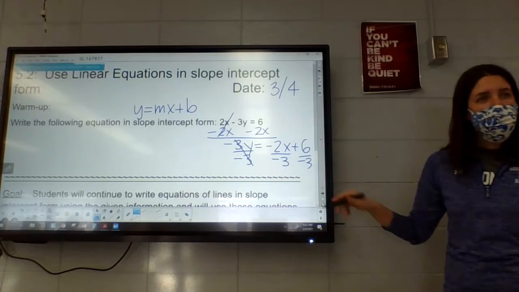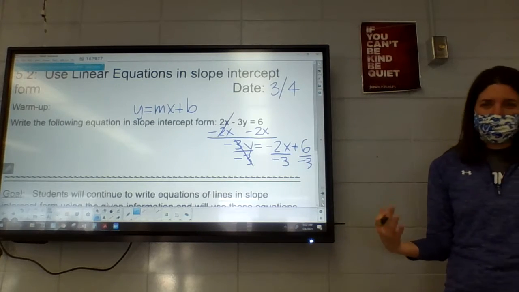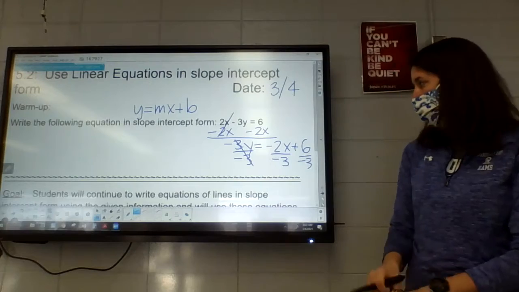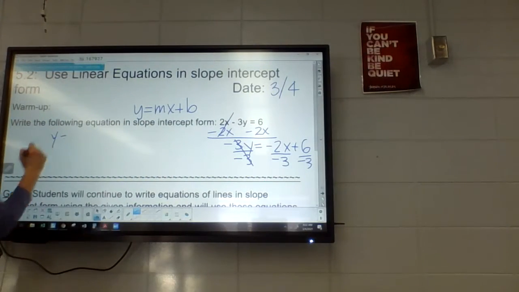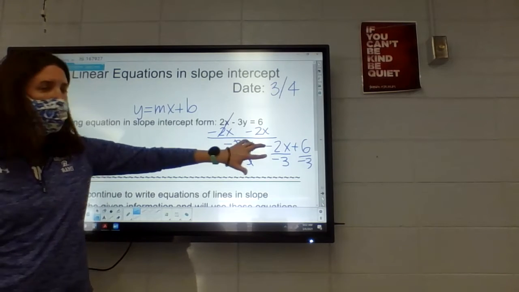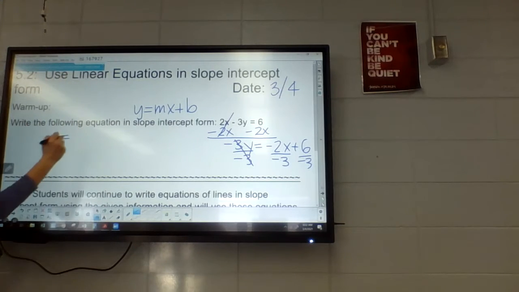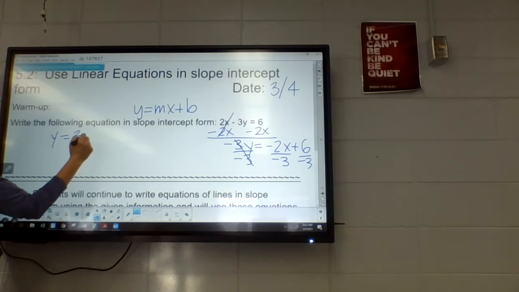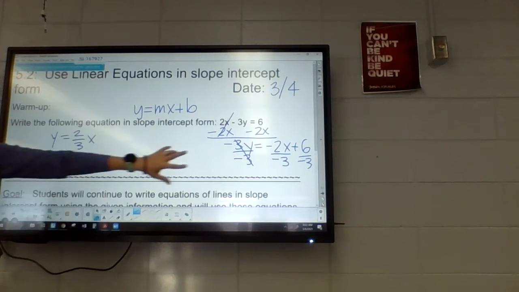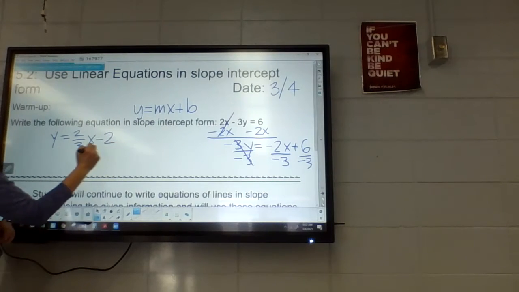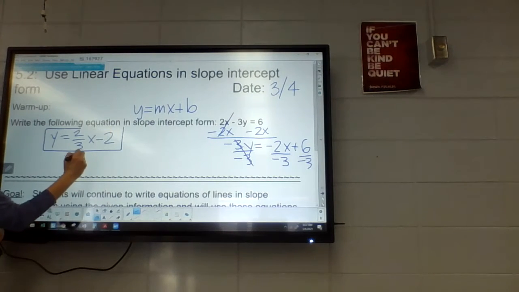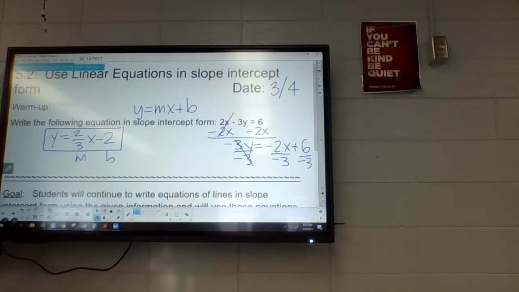But we don't mind that slope as a fraction. We actually like it that way because that's our rise over our run. So we're left with y. And then these two negatives, I'm going to write that as a positive 2/3. And then my b is going to be 6 over negative 3, which is a negative 2. So I can tell what m is very easily. I can tell what b is.